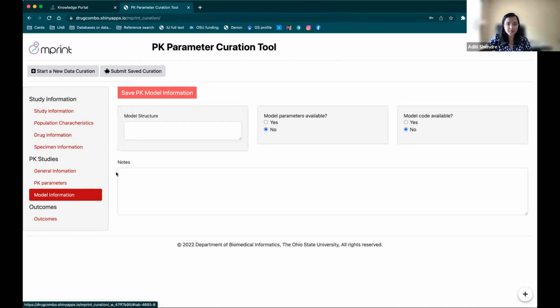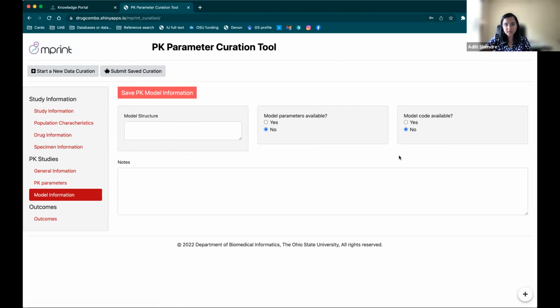We also had a tab for model information, because with PK, there are PopPK or population-based PK studies. It is, however, difficult to capture all the parameters that are related to the model. And so as a temporary measure for now, we included a few options where we looked at the model structure, whether parameters were available and whether code is available.